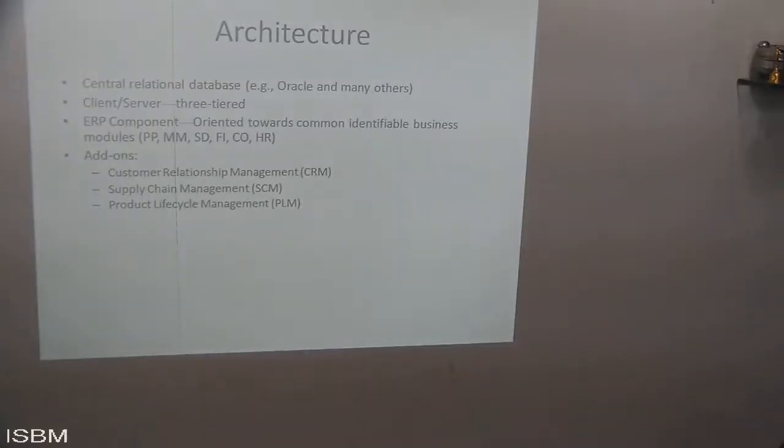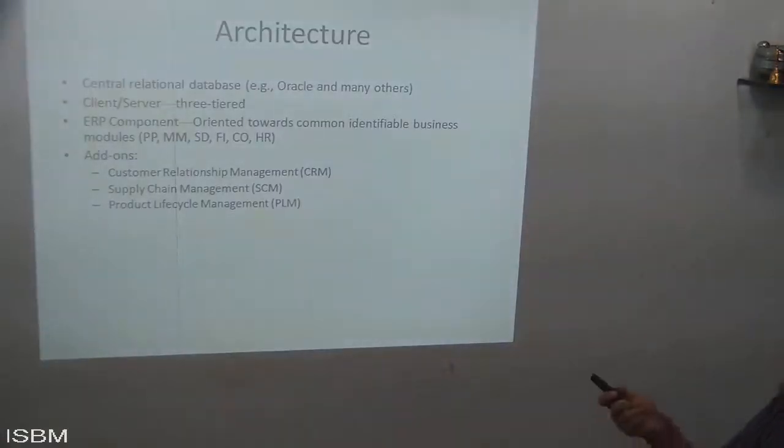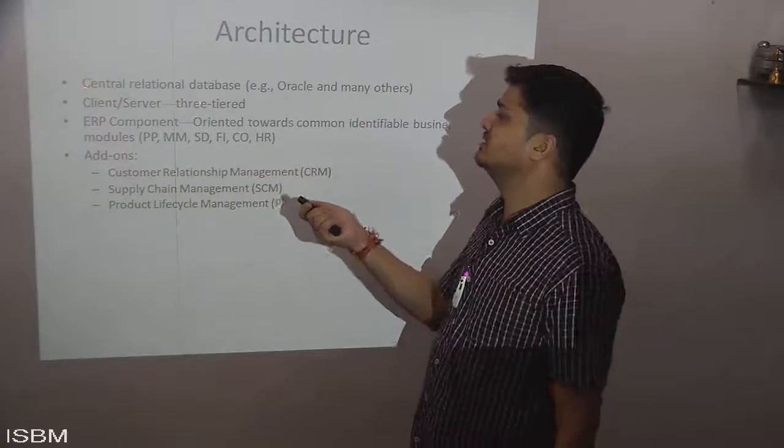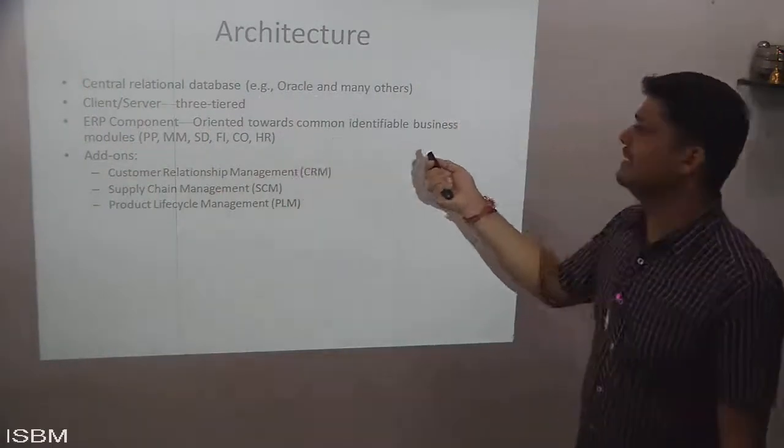Then we have the architecture of SAP. How will we go through the architecture of SAP? So here is the central relational database. You can see that we have a central relational database, for example Oracle and many others.